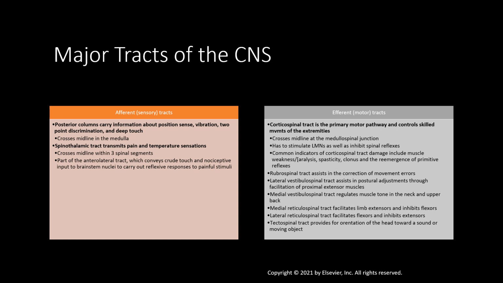The lateral vestibulospinal tract assists in postural adjustments through facilitation of proximal extensor muscles. The medial vestibulospinal tract regulates muscle tone in the neck and upper back. The medial reticulospinal tract facilitates limb extensors and inhibits flexors. The lateral reticulospinal tract facilitates flexors and inhibits extensors. The tectospinal tract provides for orientation of the head toward a sound or moving object.